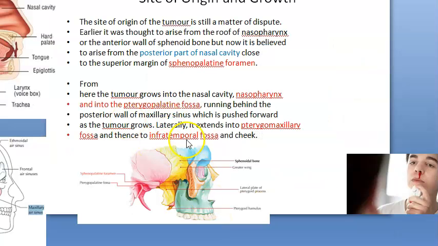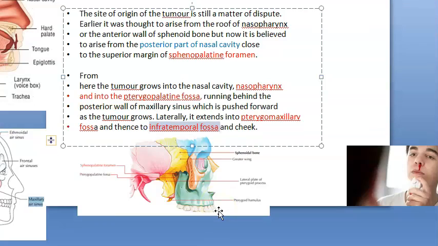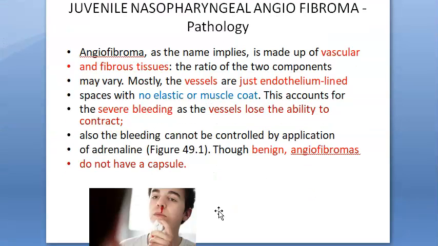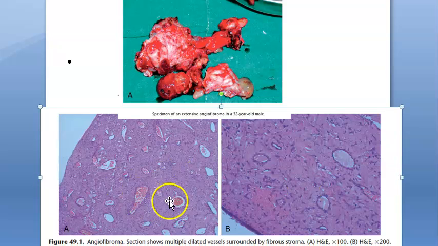Then we saw from where it arises. You saw from the posterior part of the nasal cavity, right? From here it goes into the nasal cavity, nasopharynx, into the pterygopalatine fossa. Then it can go laterally into the pterygomaxillary fossa and then to the infratemporal fossa. Okay.